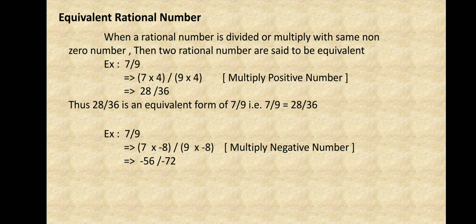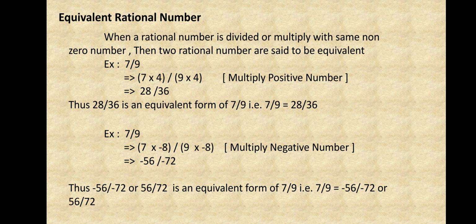Here we did it with positive numbers, and now let's do it with some negative numbers. So you have the same sum to make it clear. This 7 will be multiplied by minus 8, and 9 will also be multiplied by minus 8. So you get minus 56 by minus 72, and thus minus 56 by minus 72, or 56 by 72, is the equivalent form of 7 by 9, and this 7 by 9 is equal to minus 56 by minus 72, or it could even be written as 56 by 72.